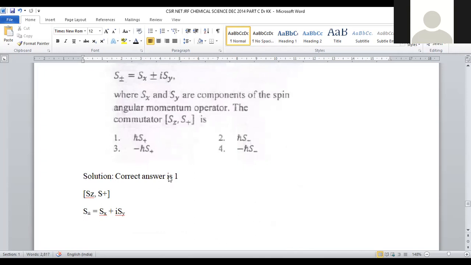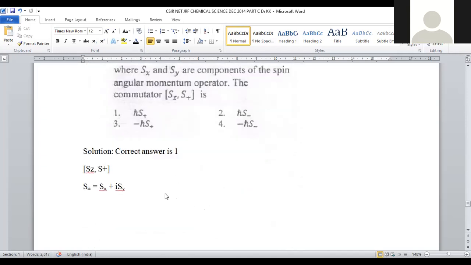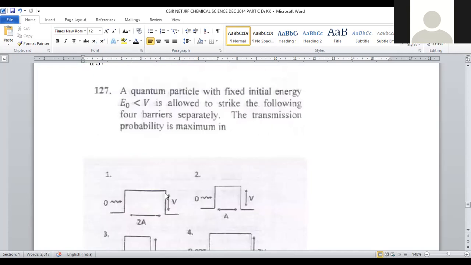H cut s plus is the value of commutator. H cut s plus is provided in the option number 1. For question number 126, option number 1 is the right answer. Let us move on to question number 127.